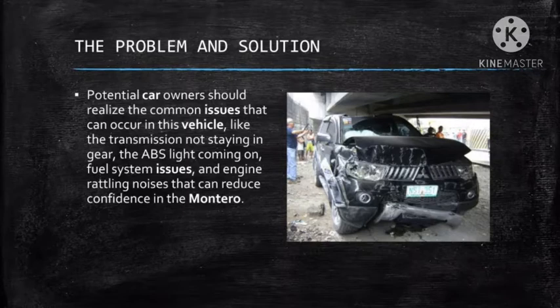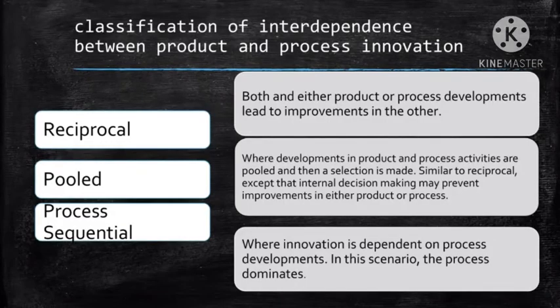hindi pa siya na maging maayos nung nakaraan. Pero ngayon 2020 is ayos na. Halos lahat na ng kotse ngayon is naka-Montero. Lahat makikita mo naka-Montero, di ba? So, next tayo is classification of interdependence between product and process innovation.